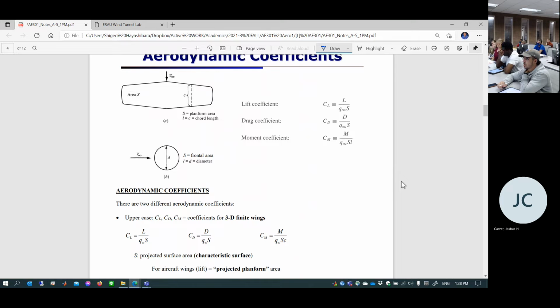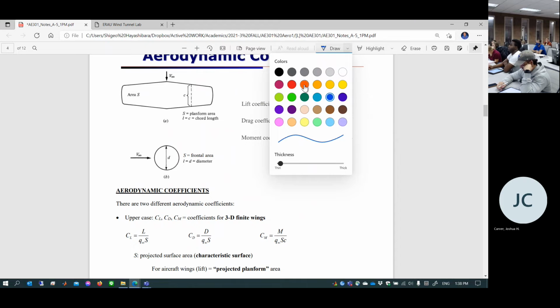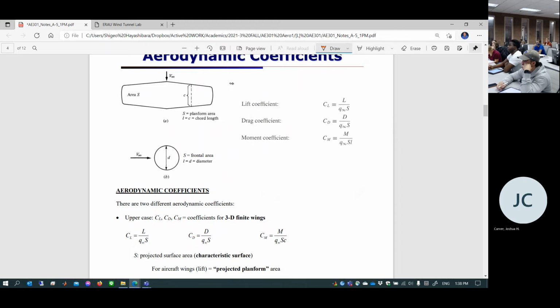It only creates drag, the flow of a circular cylinder kind of thing. So anyway, when you try to find lift, drag and moment coefficients, you have to divide somehow by area S and length L. This is a characteristic area and length. So the characteristic area and length depend on your application. If you are talking about an airplane wing, this is called projected planform area.